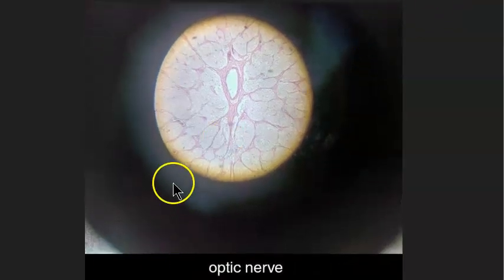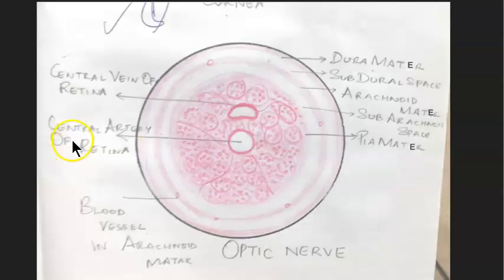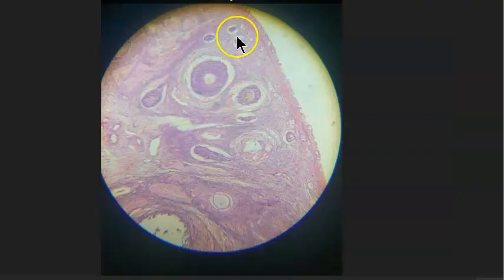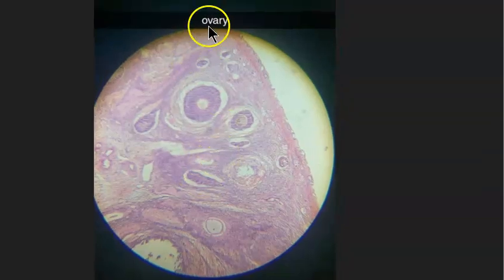Very good. So you can see here this is the central artery, isn't it? Central artery of retina. Optic nerve. What do you think this is? You can see small, big circles here. So this is follicles which are primordial follicle, primary, secondary, tertiary follicle, Graafian follicle, corpus luteum. Yes, you got it. It's ovary.